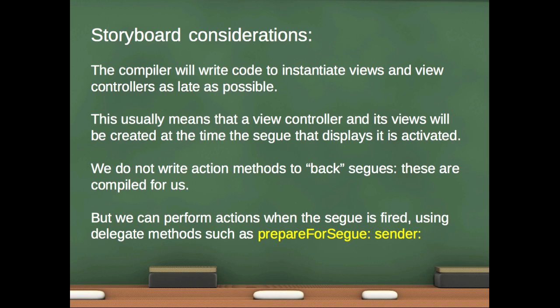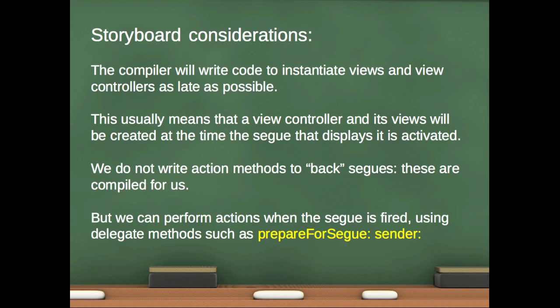So, some considerations when working with storyboards. The compiler is going to write code, and that code will instantiate views and their view controllers as late as possible, and this happens during the segue. It usually means that a view controller and its views will be created at the time the segue that displays it is activated. We don't write an action method to back a segue. Those action methods will be compiled for us in code. There is one exception to this, and we'll get to that in the demo. But for the most part, we don't write action methods to back segues.